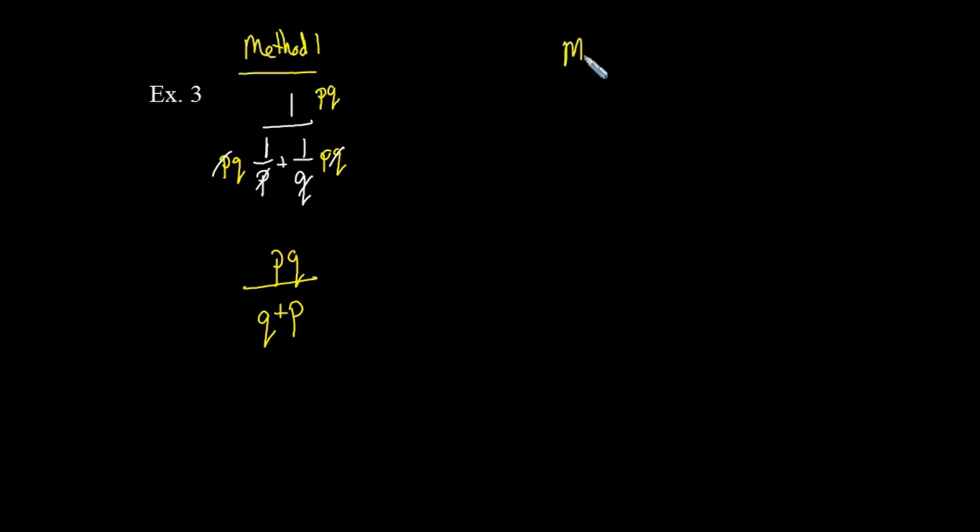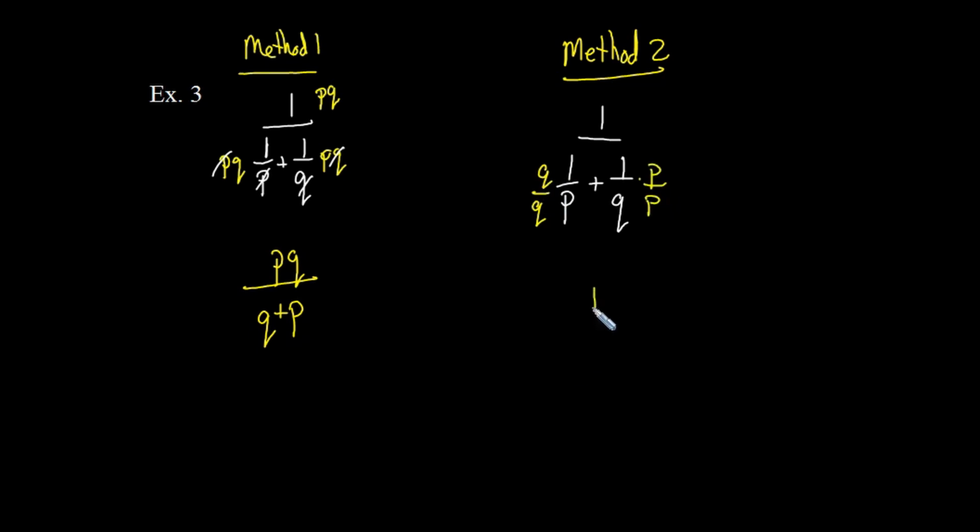And then over here we will solve using another method, method 2. So let's rewrite our complex fraction. 1 over 1 plus P plus 1 over Q. In this method, we will get a common denominator only in the denominator. So I will multiply this term by Q over Q and this term by P over P. This simplifies down to 1 over Q over PQ plus P over PQ.